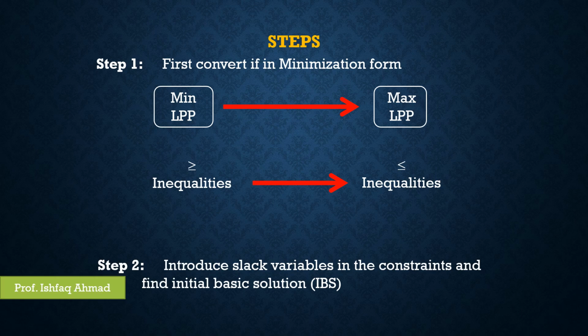Step 1 is first we will convert the minimization problem into maximization and be careful about the inequalities for the conversion. Step 2 is we introduce the slack variables in the constraints and find the initial basic solution by transforming it into a standard form.